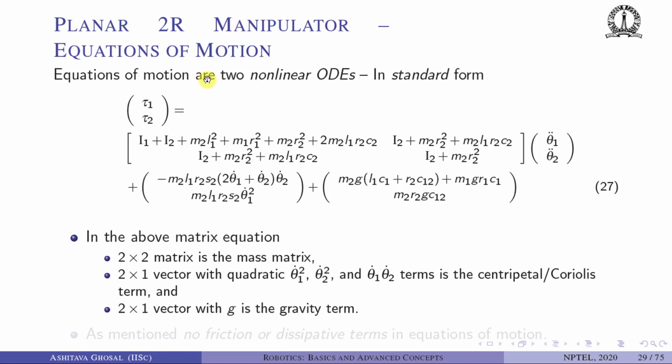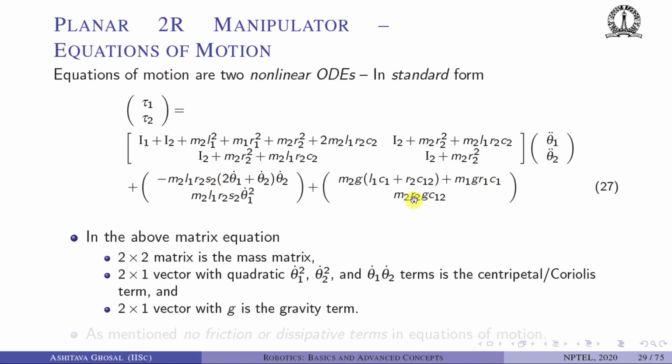In a standard form, we can write it as the vector tau 1, tau 2, equal to some matrix times theta 1 double dot, theta 2 double dot, plus the Coriolis and centripetal term, plus the gravity term. Remember, I had discussed that for any serial robot, we can have tau equals M theta double dot plus C theta dot plus G theta. That is the standard form. Here also, we can write it in the standard form. The matrix inside the square bracket is the 2x2 mass matrix. The 2x1 vector contains theta 1 dot square, theta 2 dot square, and theta 1 dot theta 2 dot terms, which are the centripetal and Coriolis terms. The last 2x1 vector is the gravity term.